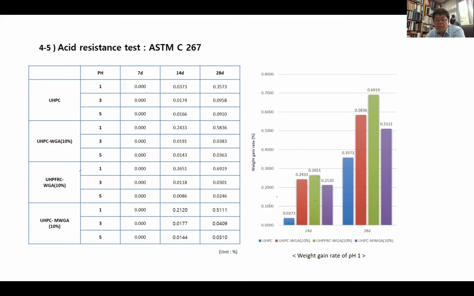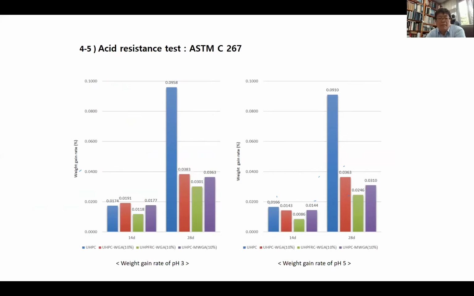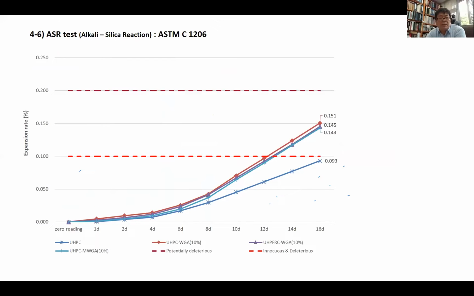So you can see at 42 weeks and 4 weeks, we have different weight gain. Also, this is the exit resist test for different specimens. Then we move to the alkali silica reaction test.